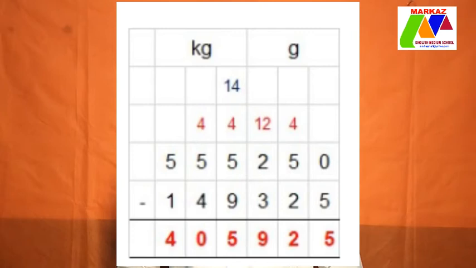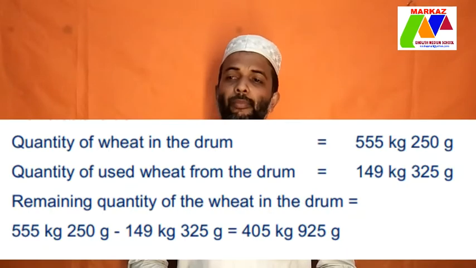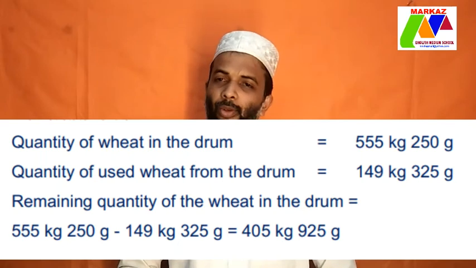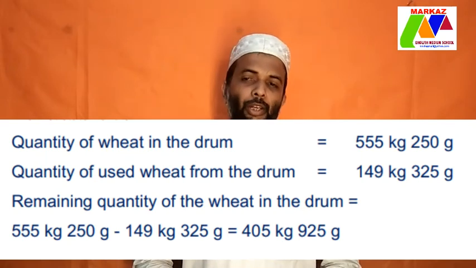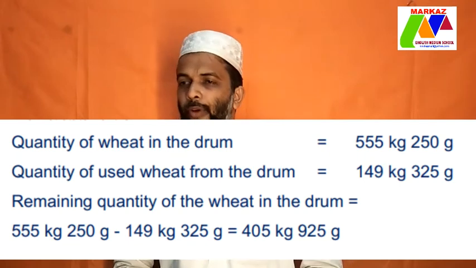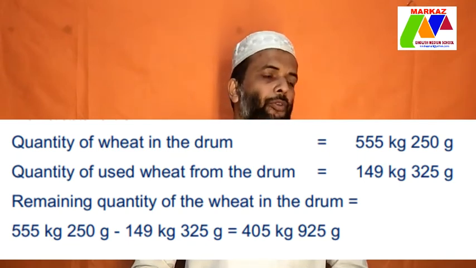Answer is 405,925. Consider the last 3 digits as gram. So the answer is 405 kilogram, 925 gram. Okay. The remaining quantity of the wheat in the drum is equal to 405 kilogram and 925 gram.